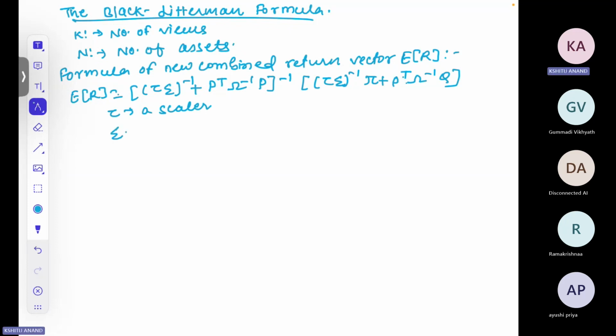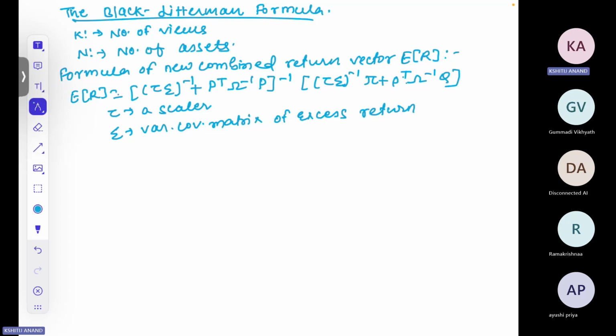This is again the variance covariance matrix, but of excess return. So basically, the covariance matrix that we have discussed till now is of the return, okay? But now this is of excess return.